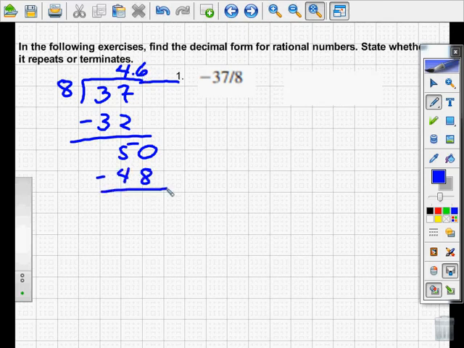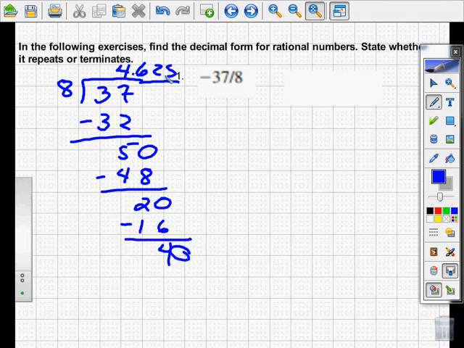We make a subtraction again. We'll have 2. Again, 2 is less than 8. We add a 0. Now, 8 fits 2 times in 20, which is 16. If we subtract this, it will be 4. We add a 0 because it's less, and we finish it by saying that 8 times 5 is exactly 40. As you see, we do not have any remainder, indicating that negative 4.625 is my final answer as a decimal.